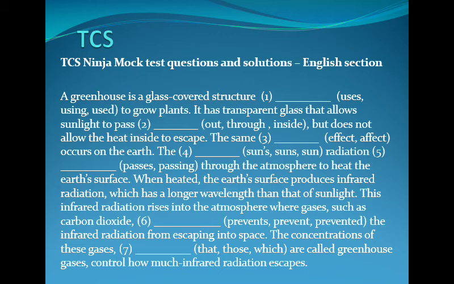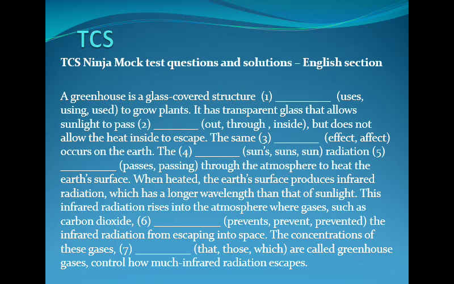Then the sun's radiation, that is S-U-N-apostrophe-S, the first choice is correct because it says radiation of the sun, that's what it means. And then the next blank you have passes through the atmosphere. Since it's a generalized statement, you need to use passes, that is simple present tense, through the atmosphere to heat the earth's surface. When heated, the earth's surface produces infrared radiation which has a longer wavelength than that of sunlight.